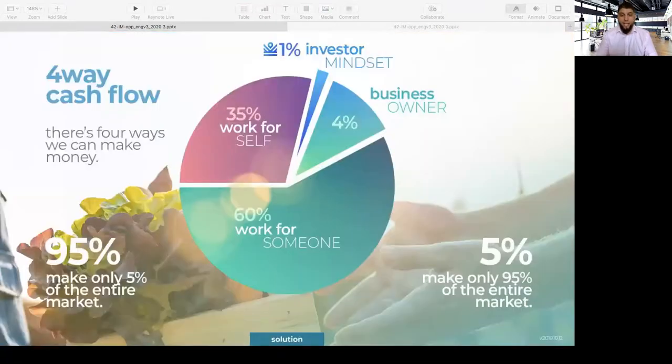Now, if you look at this pie chart here, I'm going to explain it to you in a little bit of detail. This pie chart is known as the cash flow quadrant, and it was first produced by a guy called Robert Kiyosaki. If you don't know who Robert Kiyosaki is, he's an entrepreneur. He has businesses all over the world, and he wrote the book Rich Dad, Poor Dad.